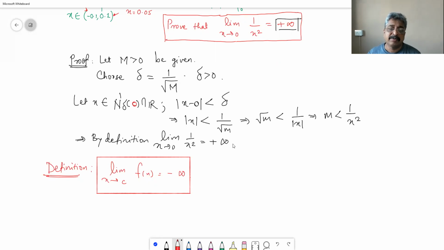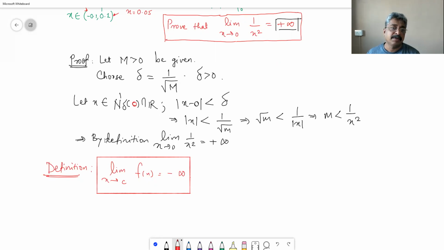So mod x is less than 1 upon root M, which means root M is less than 1 upon mod x. Squaring both sides, we get M is less than 1 upon x square. And that is precisely what we wanted to prove as per the definition. Therefore, limit x tends to 0, 1 upon x square is plus infinity.